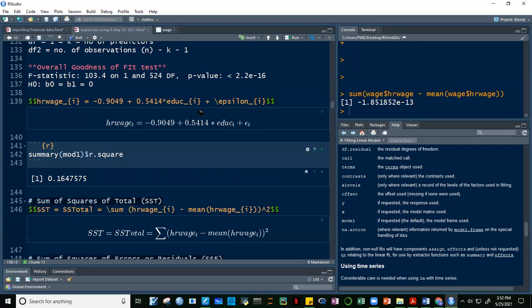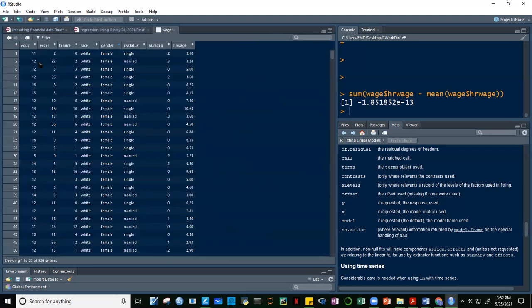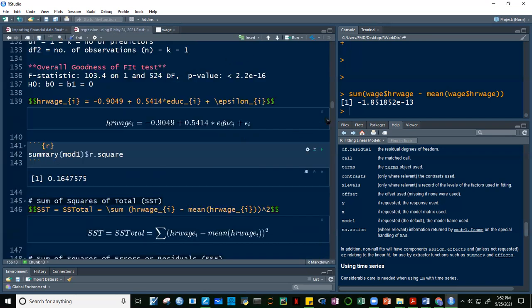Okay, so bawat education dito sa data natin, pag re-replace natin si 11, may makukuha tayong predicted value ni hourly wage. And the predicted value is your model value. Iba siya dun sa actual value. Pag sinubtract natin si actual value dun sa predicted value, magkakaroon tayo ng residual. Kasi magkaiba sila.